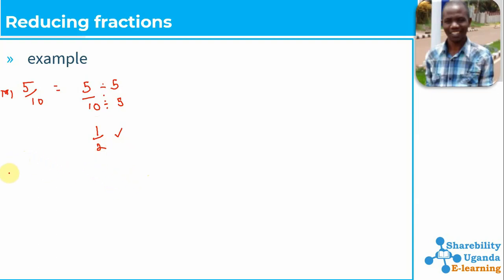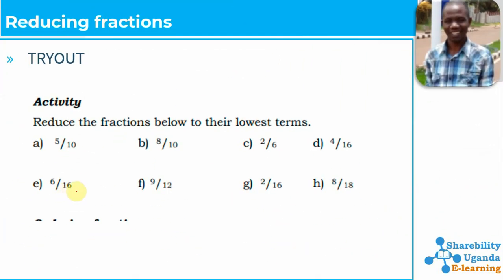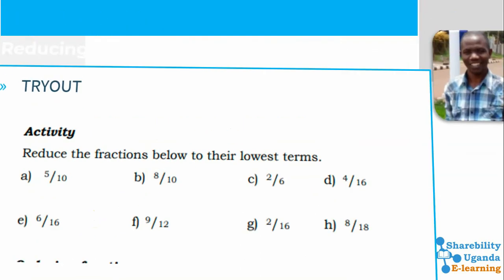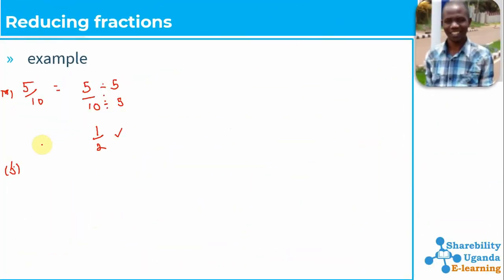Let's also find out how we can get our part B. Our part B is 8 out of 10. We are having our 8 out of 10.